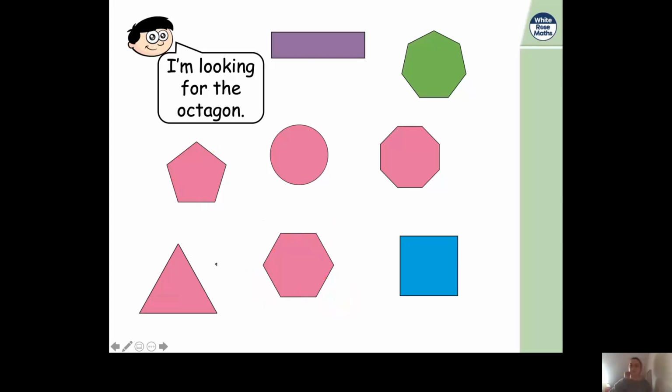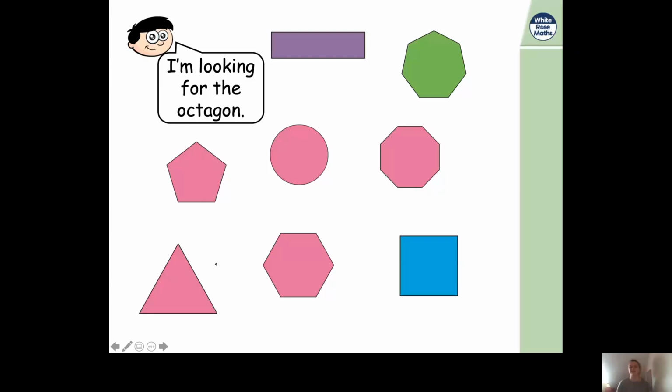Okay, so now I've got one for you. I would like you to look for the octagon. Now, what did I tell you was the way that you can remember the octagon yesterday? Well, I remember that an octopus has 8 tentacles. So therefore, if an octopus has 8 tentacles, an octagon has 8 sides. So you're looking for the shape with 8 sides. Pause the video now and have a go.